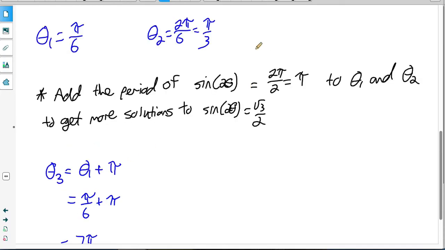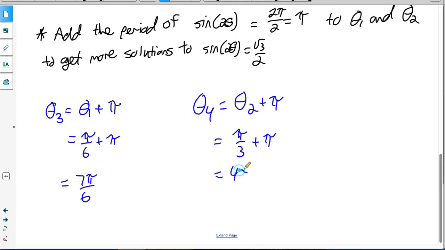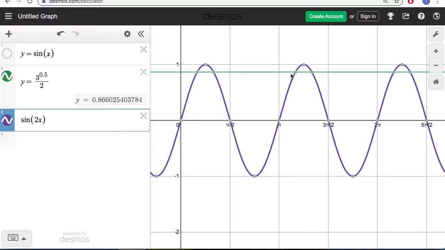And I can also generate another answer by adding the period to theta 2. So I'll say theta 4, my fourth answer, equals theta 2 plus the period. So it equals pi over 3 plus pi. So 1 pi over 3 plus 3 pi over 3, that's 4 pi over 3. So I found more answers. So let's look back at the graph. We now just found this answer as well, 7 pi over 6, and we found this one as well, 4 pi over 3.